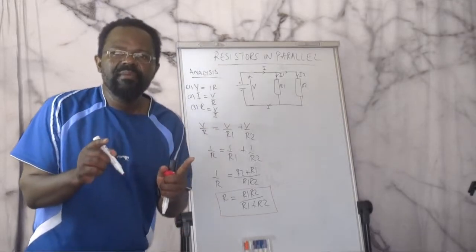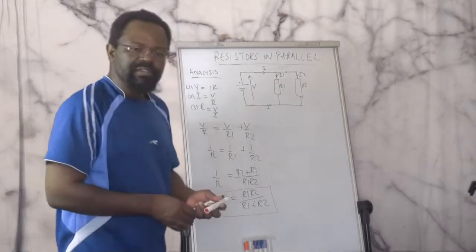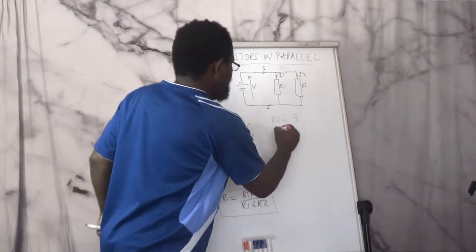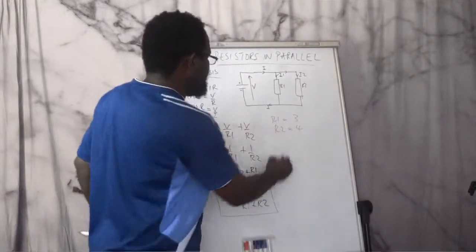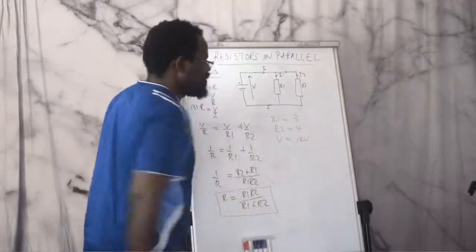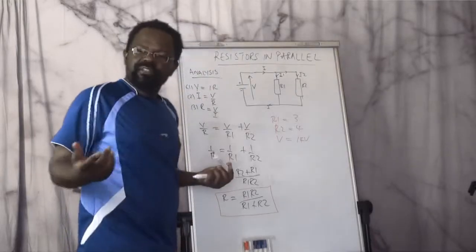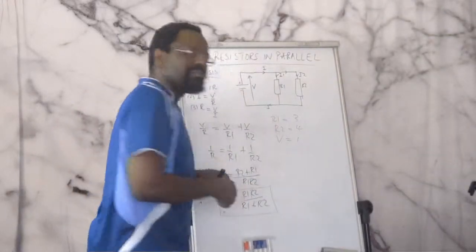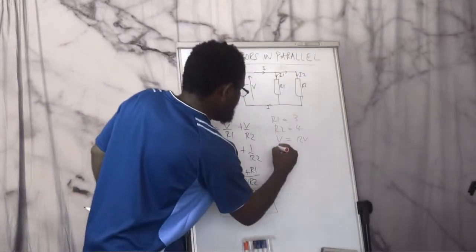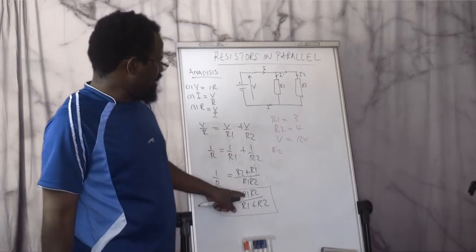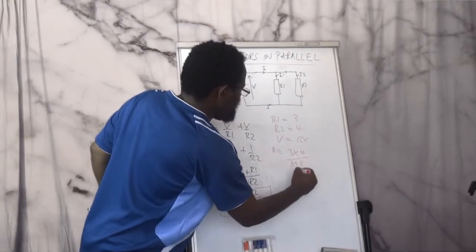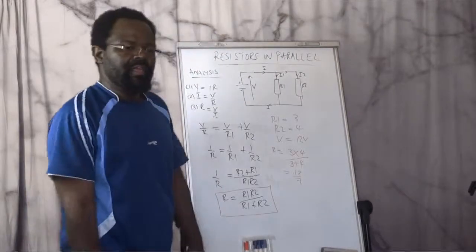We can do a simple example to show you the resistances. Say R1 is equal to 3, R2 is equal to 4, and our voltage is 12 volts, the nominal voltage. Now, to calculate R, you use that equation: R is equal to 3 times 4 over 3 plus 4, which is equal to 12 over 7.